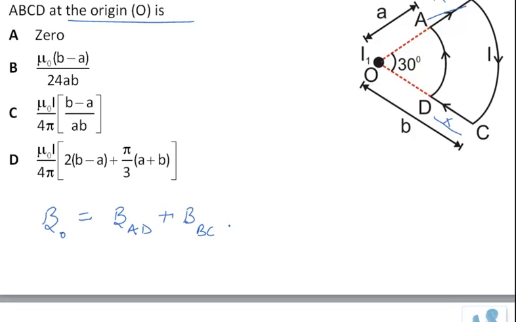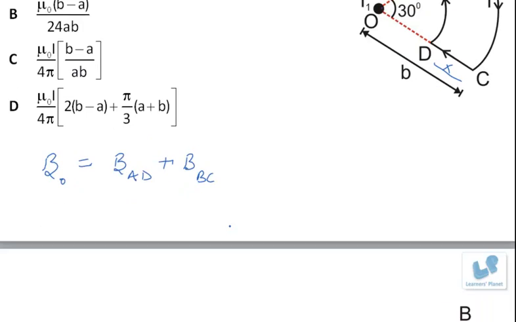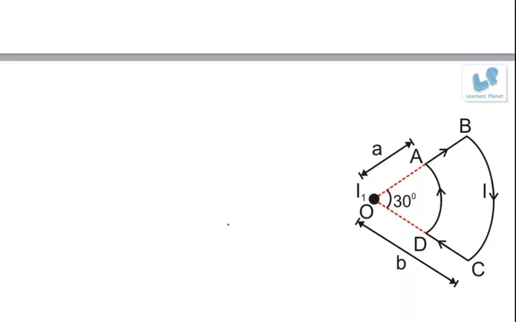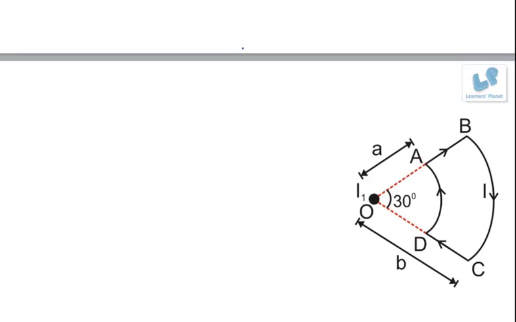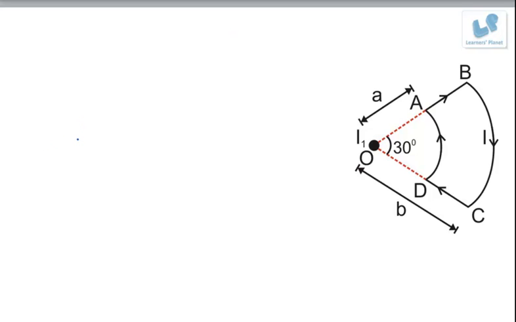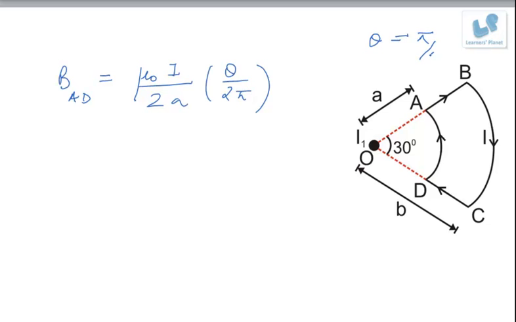Okay, now one more thing, the sense of flow of current in both AD and BC is opposite, so their magnetic fields will be opposite in direction. Now we will find out the magnitude of magnetic field due to AD. The magnetic field due to AD will be given by mu naught I upon 2A, where A is the radius, times theta by 2 pi, where theta, which is 30 degree, will be given by pi by 6 radians. So mu naught I upon 2A times theta by 2 pi will be pi by 6 divided by 2 pi.